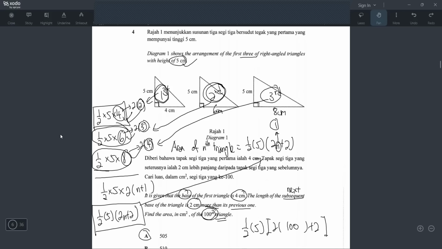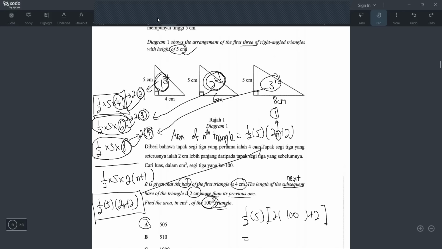Because SPM students, they learn a chapter called progression. And yeah, they might use the formula Tn equals a plus (n minus 1)d. Yeah, can also, right? But since I'm doing mathematics, there is a chapter in mathematics called the logical reasoning chapter. In this chapter, logical reasoning, sometimes they like to give you this and this, and they like to ask you to make a conclusion. It means they ask you to generalize and make a conclusion.